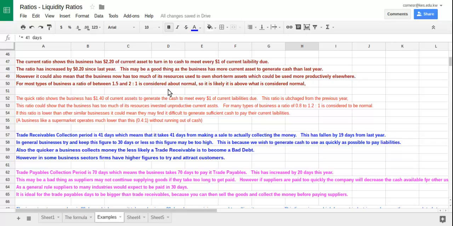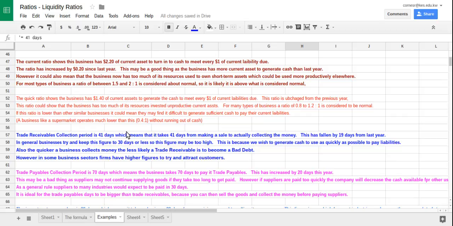So in this case, I think probably it's going to be on the high side. For most types of businesses, people normally think the ratio should be somewhere between about 1.5 to 1 and 2 to 1. But it really very much depends on the industry. There are some industries where 2.2 to 1 would be ideal. Supermarkets, an awful lot lower than that, because they sell goods very quickly for cash.